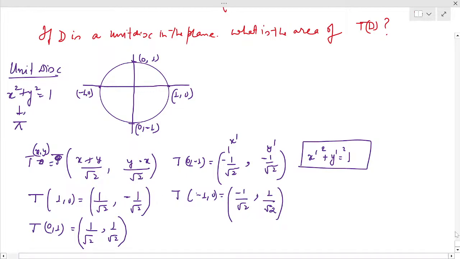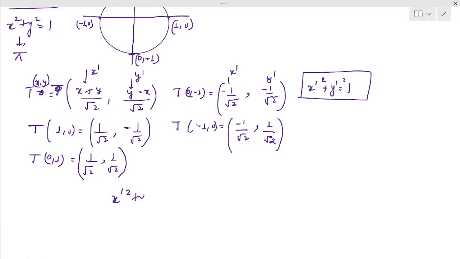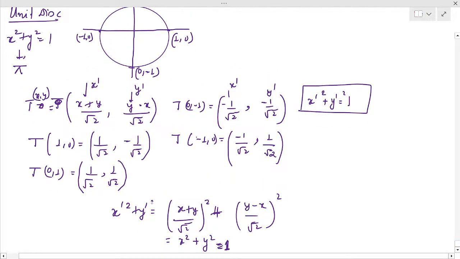Okay, and even if I square them up, let's say this is your x dash and this is your y dash. Clearly I can write x dash square plus y dash square. I'll get ((x plus y)/root 2) whole square plus ((y minus x)/root 2) whole square. So we are getting x square/2 plus x square/2, plus y square, and it was equal to 1. Here also we are getting the same thing.